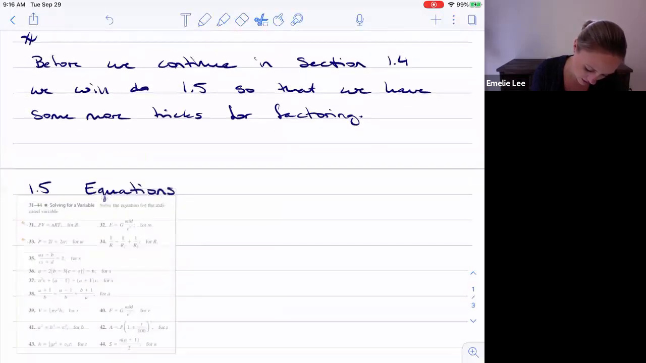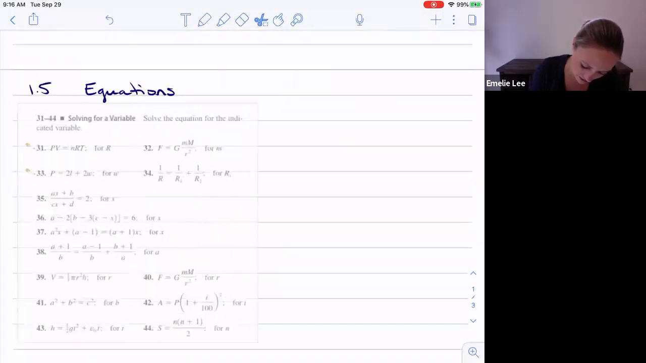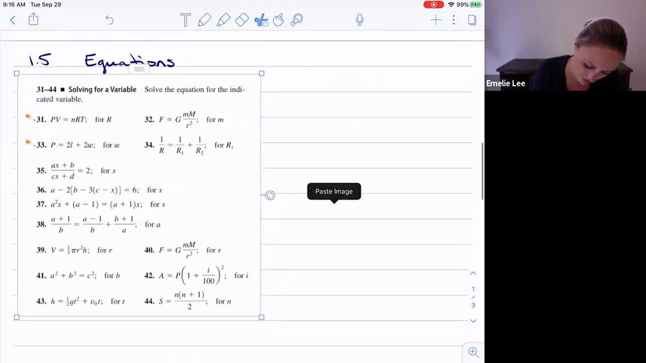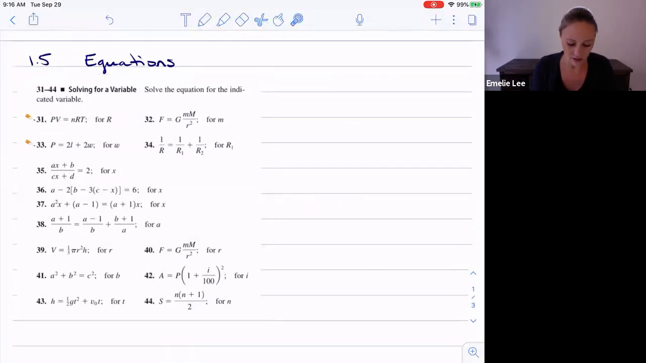Remember that what you do to one side, you have to do to the other side. So here, we'll start slow. If we have to solve the equation for the indicated variable, we have PV equals nRT, which we have to solve for R. Let's start there and then probably build up to something kind of bigger down here.